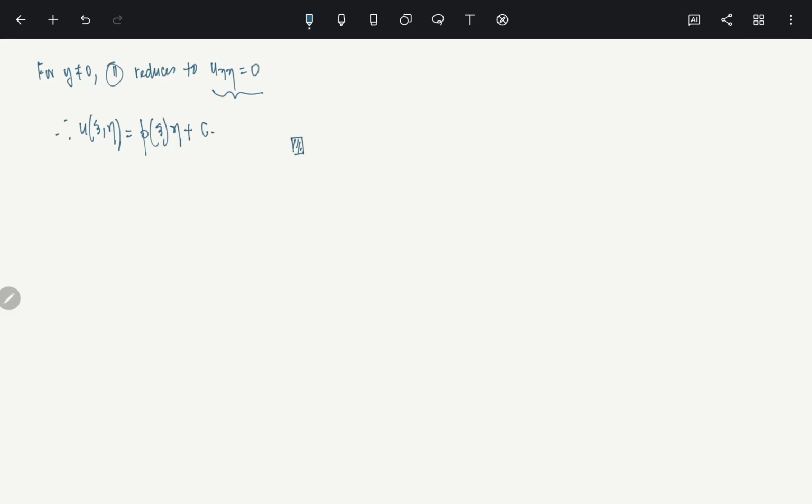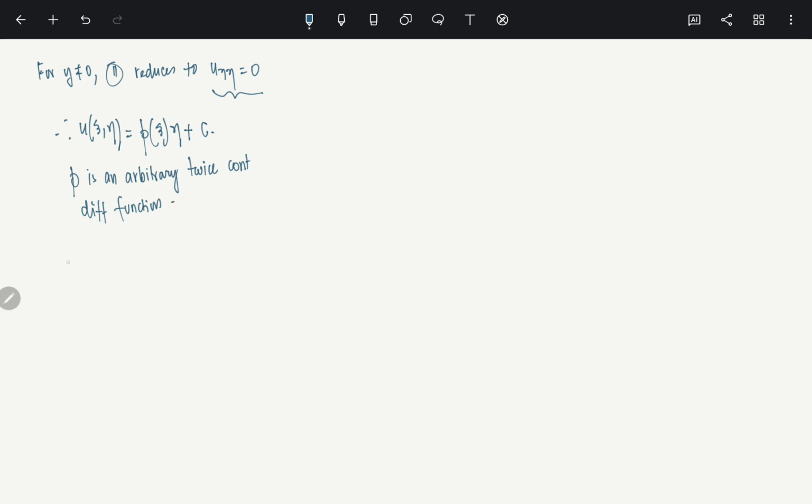Clear? So you see this, and what is p? p is an arbitrary twice continuously differentiable function. Okay, so this is not the end of it.